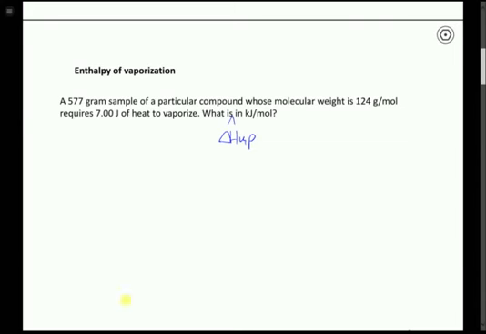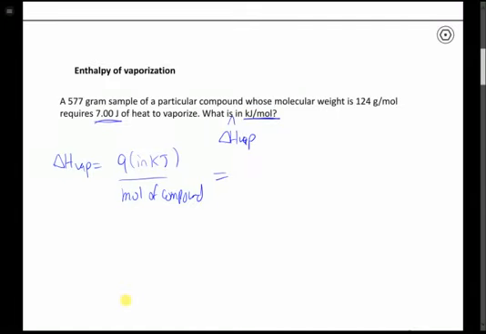Sorry, I left out part of this question here. So we're looking for delta H of vaporization in kilojoules per mole. So we're going to have the heat required to vaporize the sample in kilojoules divided by the moles of compound. So our heat here is 7 joules, so if we want to put that in kilojoules, it's going to be 7.00 times 10 to the minus third kilojoules. So we convert joules into kilojoules, and then we're going to divide that by moles of compound.